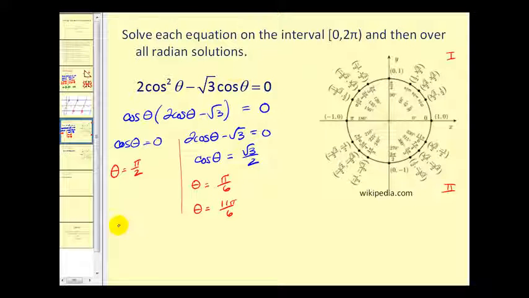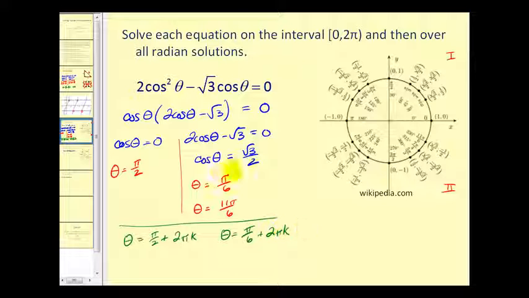Okay, to come up with an equation for all radian solutions, we'll start with pi over 2 plus multiples of 2 pi radians, which would result in an additional rotation either clockwise or counterclockwise, so that would produce all the coterminal angles for this solution. And then for pi over 6, we'd have to add multiples of 2 pi radians, and then for 11 pi over 6 the same, and again where k is some integer. So it's going to take 3 equations here to find all of the possible radian solutions.